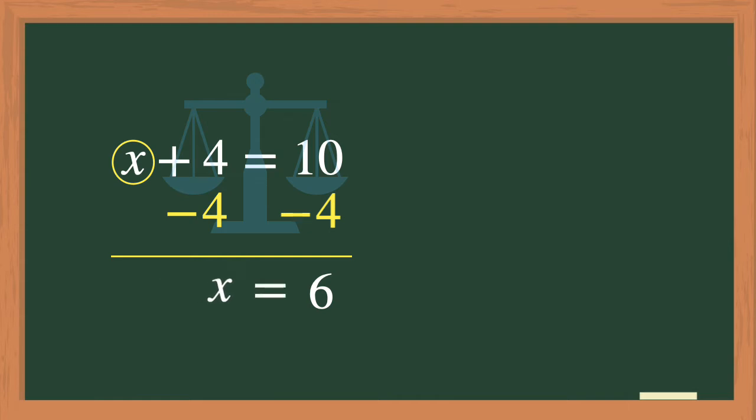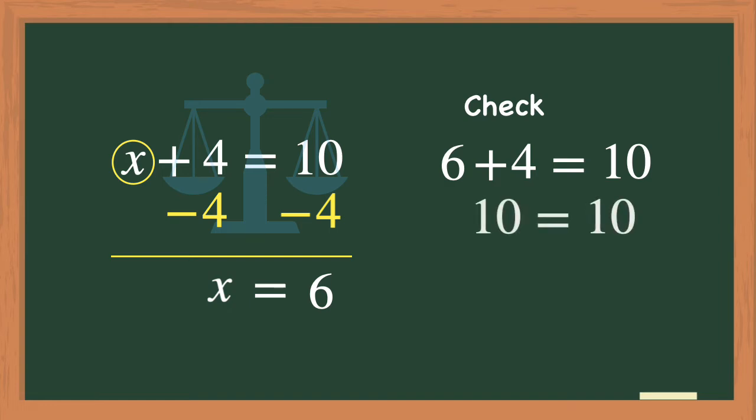There is also a way to check your answer. You do this by substituting the x for the value of 6 in the original equation. You check the answer by simplifying both sides of the equation. So 6 plus 4 simplifies to 10, and 10 equals 10, so your answer of 6 is correct.